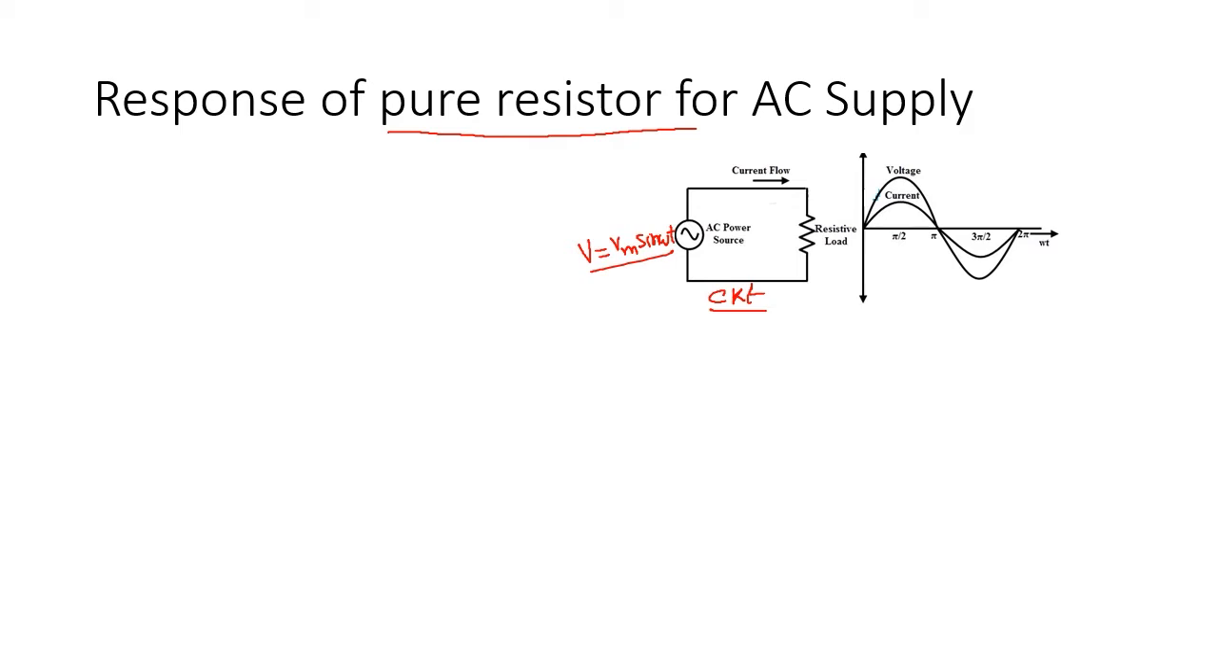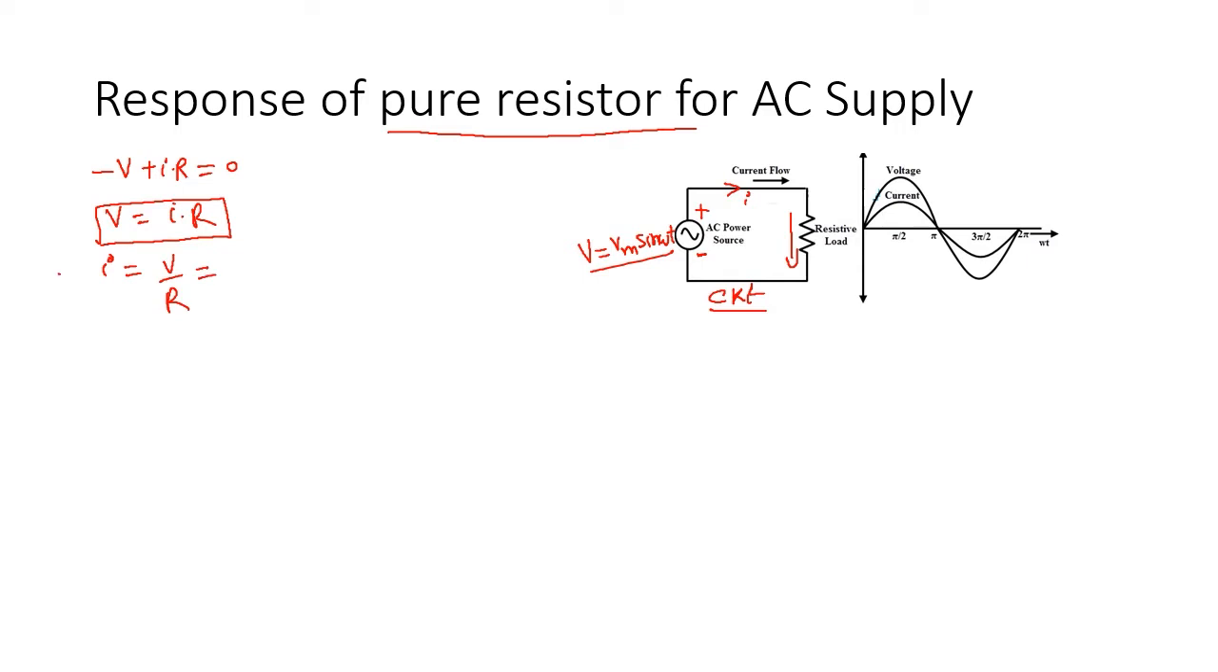When you connect the supply voltage across the resistor, what happens? Current flows through the circuit, through the load. Now apply the KVL. This is the plus, and this one is the minus. So minus V plus I into R is equal to 0. So V is equal to I into R. What you have to find is the I value. I is equal to V by R.